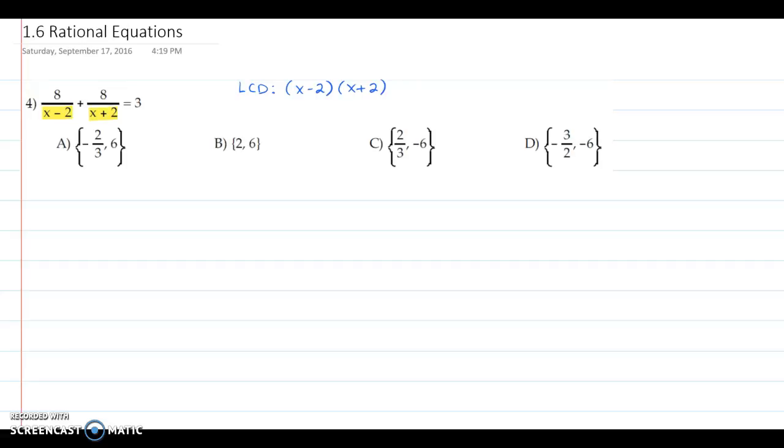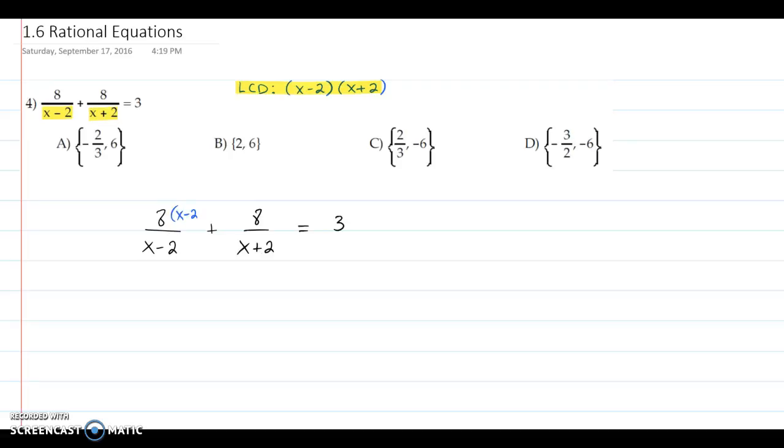So what we're going to do is multiply everything by x minus 2, x plus 2. It's going to look like this. Let me get my pen out. We have 8 over x minus 2, plus, I'm just rewriting the problem here, 8 over x plus 2, equals 3. And I want to multiply everything by x minus 2, x plus 2. So it's going to look like this here.